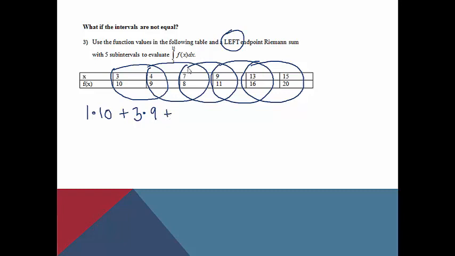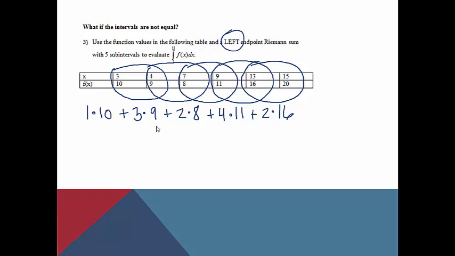Okay, then plus, from 7 to 9, the width of that interval would be 2. And then between 7 and 9, 7 is the left endpoint. The value there is 8. And then plus, between 9 and 13, the width of that interval would be 4. And if I compare 9 and 13, 9 is on the left, so the value that goes with 9 is 11. And then plus, from 13 to 15, the width of that interval is 2. Between 13 and 15, 13 is on the left, and the value that goes with that is 16.